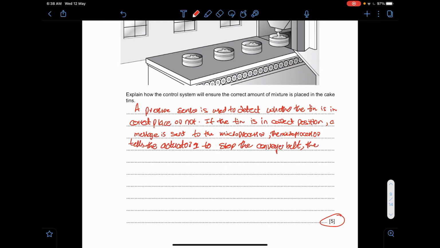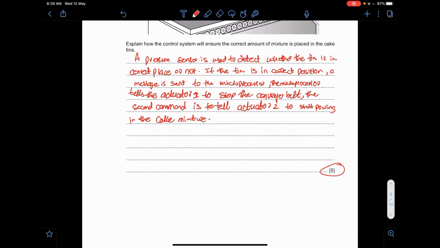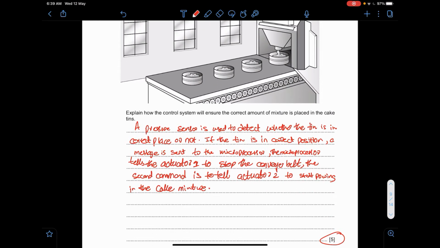The second command is to tell actuator 2 to start pouring in the cake mixture, right? So this is what the actuator is gonna do for you. So first the microprocessor is gonna send them instructions, and that is what the actuators are gonna do for you. So you have 2 actuators in this sense. One is moving the conveyor belt and one is working with this cake mixture thingy, right?